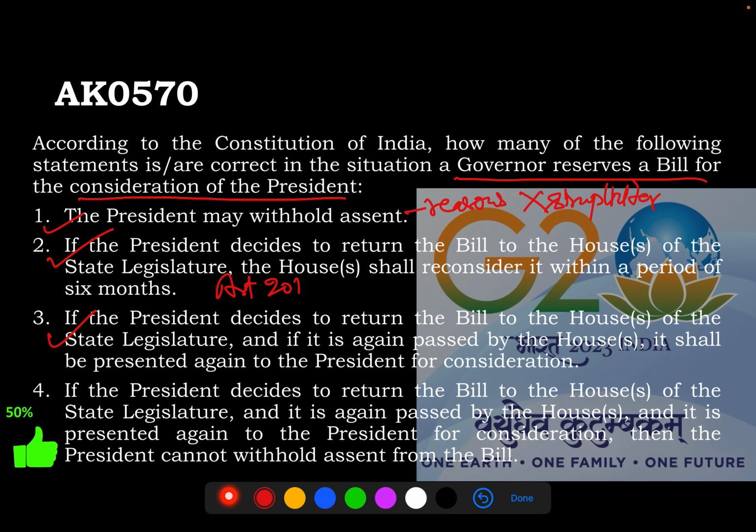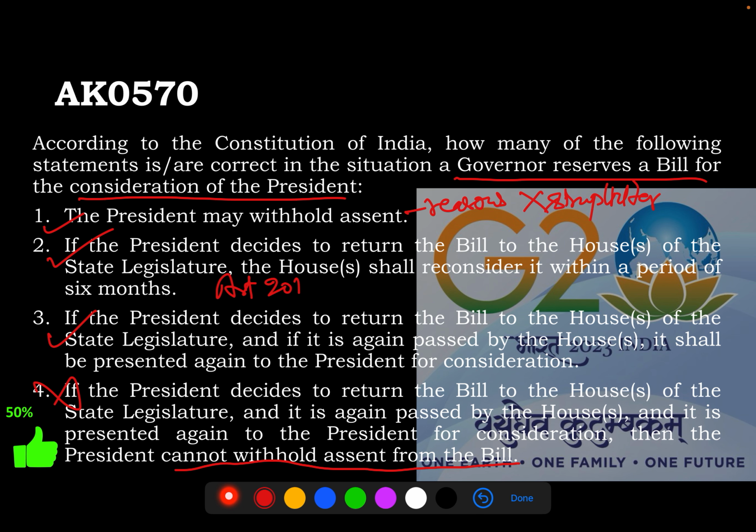Then the fourth statement says if the president decides to return the bill to the houses of the state and it is again passed by the houses and it is again presented to the president for consideration, then the president cannot withhold assent from the bill. Now, this is wrong. There is no limitation on the president in this case. Normally, we know that when the head of the executive of the union or the state receives a bill for assent a second time, they shall declare assent. However, in case of the state bill coming to the president a second time, all powers are intact. The president may withhold assent with reasons or return it with comments again.